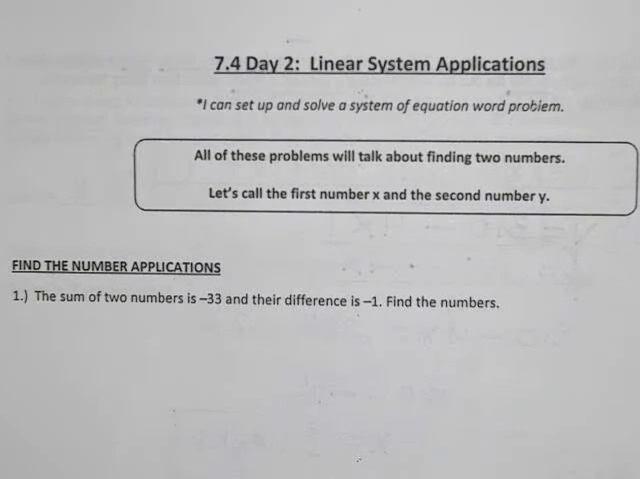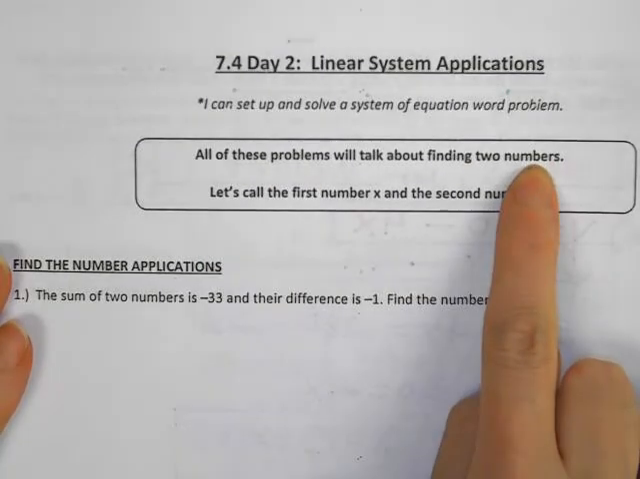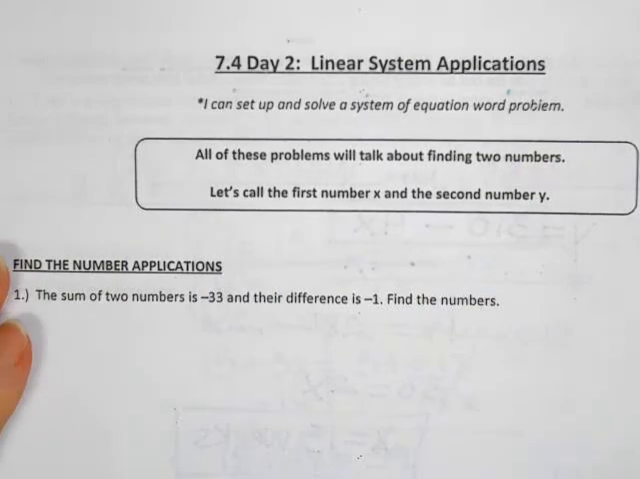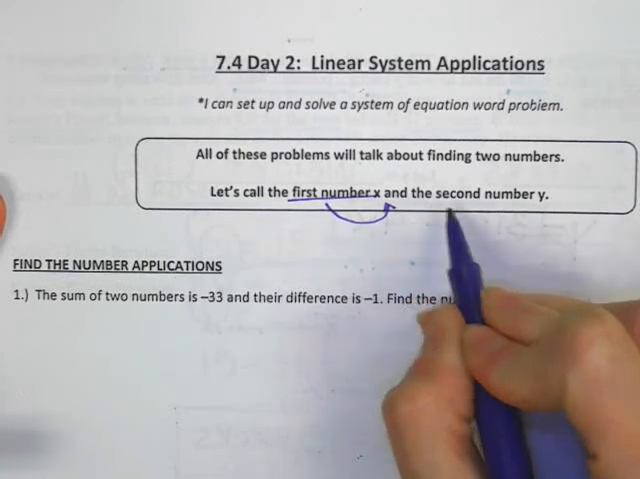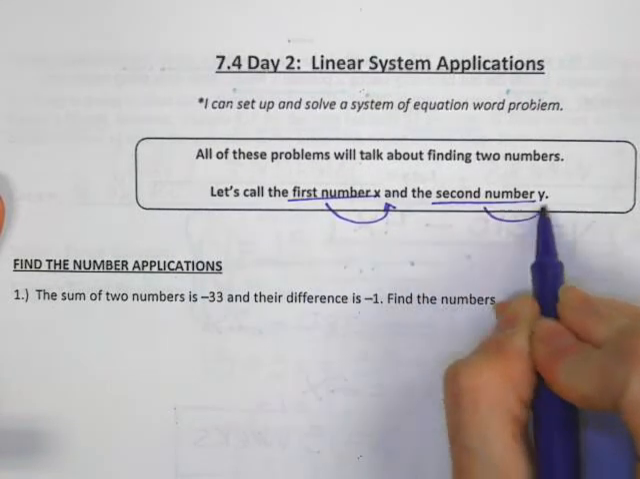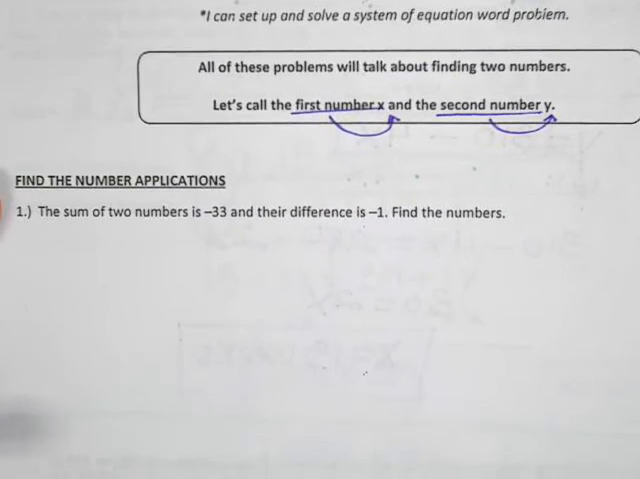All right, guys, today we're on word problems day 2, and this is a different type of problem. These are problems that talk about finding two numbers. And when you set these up, when it says the first number, we'll just call that x, and when you see the second number, we'll just call that y. All right, so we're going to set these up and solve them.